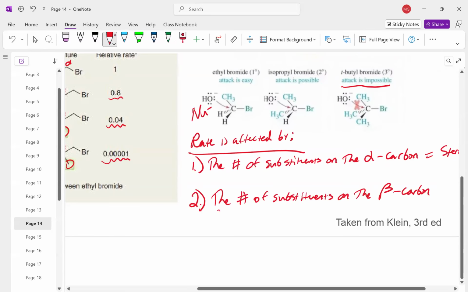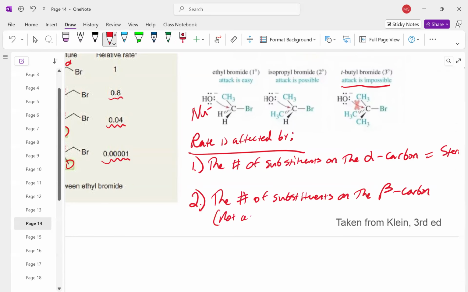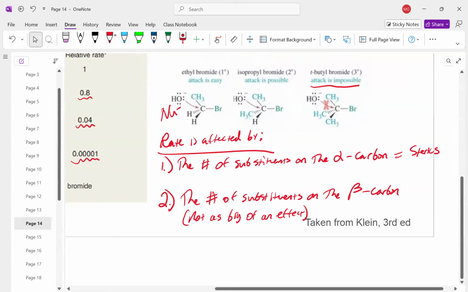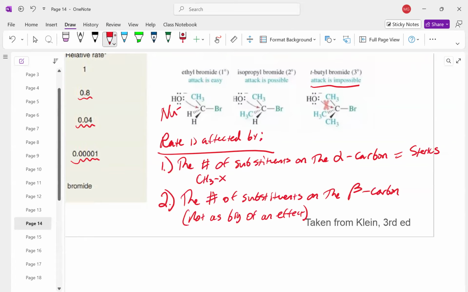And again, I want to highlight that this is not as big of an effect, but it still has somewhat of a noticeable effect. So the main thing that we look at for comparing rates of SN2 is what's on the alpha carbon. Because a methyl is faster than primary, which is faster than secondary, and doesn't even happen on tertiary.